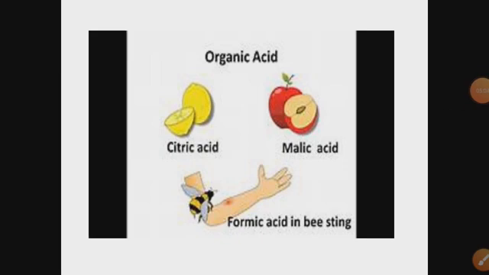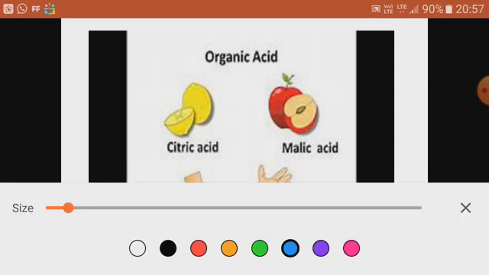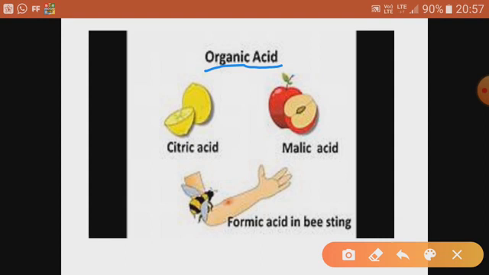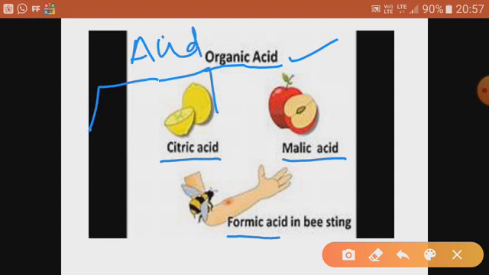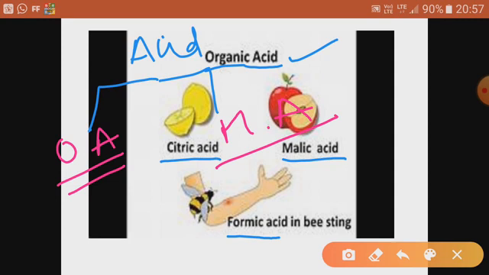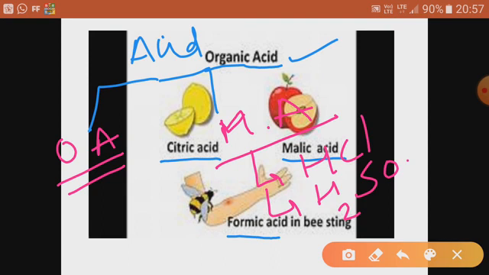Now in this slide you can have a visual representation of organic acids. Organic acids like citric acid, malic acid and formic acid. If we have acids, we can divide them into two categories. One is organic acids and another is mineral acids. One is organic acid, which is given in the slide, and another type of acid is mineral acid. Mineral acids like hydrochloric acid, then H2SO4, that is sulfuric acid. All these are mineral acids.